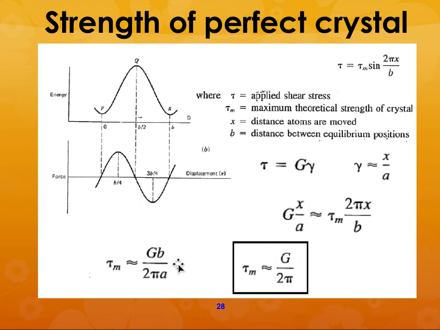And it is also equal to B, which is the Burgers vector of the material, which would be how much movement has to be made for moving the dislocation from one point to another, and A is the lattice constant.